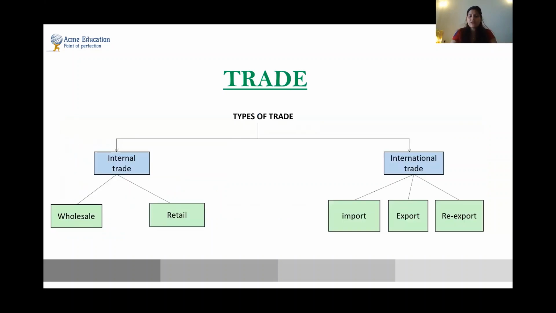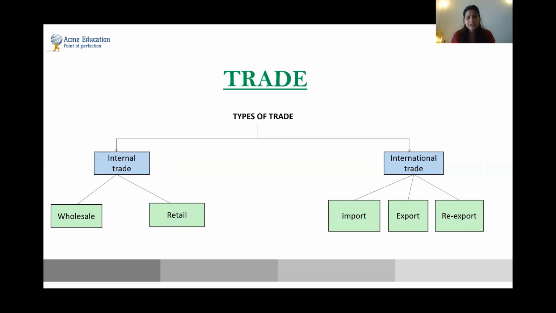Moving ahead to the flow chart, which says that trade can be divided into two parts: internal trade and international trade. What do you mean by internal trade? Internal trade means trade which is within the geographical boundaries of the country, which can be further divided into two parts: wholesale trade and retail trade. Wholesale trade means trade which is done in bulk, whereas retail trade is done in smaller quantities.